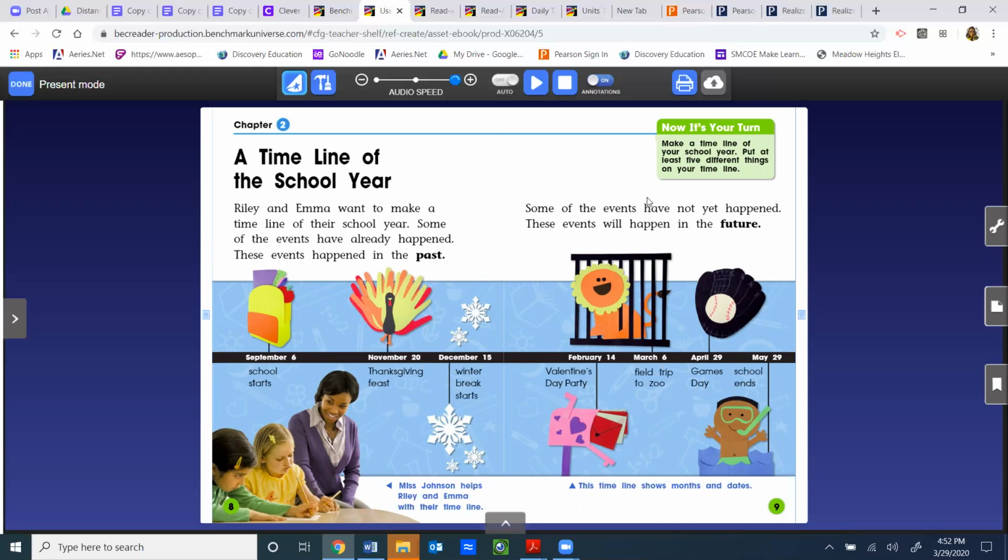Now let's go up here to the Now It's Your Turn part. Make a timeline of your school year. Put at least 5 different things on your timeline. You're welcome to try that if you would like.